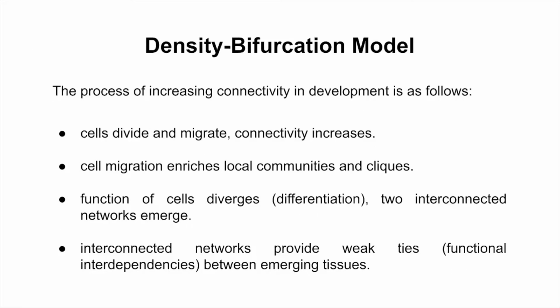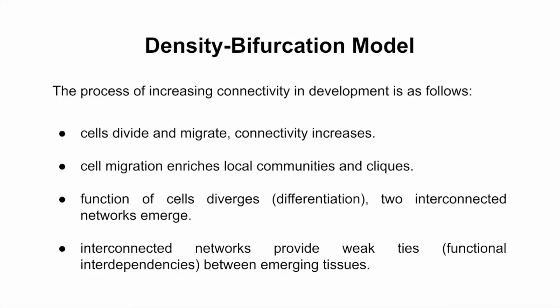This leads us to something called the density bifurcation model, which is where the process of increasing connectivity allows us to build these sorts of rules for connectivity. So one of them is that when the cells migrate and divide, connectivity increases. The second is that cell migration enriches local communities and cliques, and those are network science terms, which basically means that you have groups, functional subgroups within the network. The function of cells diverge, which is differentiation, and 2 interconnected networks can emerge. So you can have 2 modules or 2 interconnected networks that are working together in the same embryo.